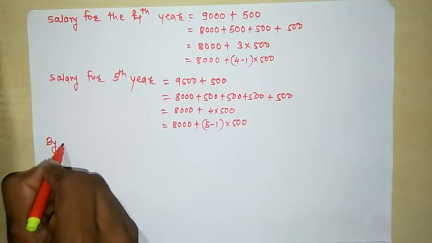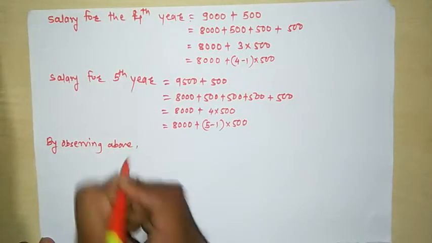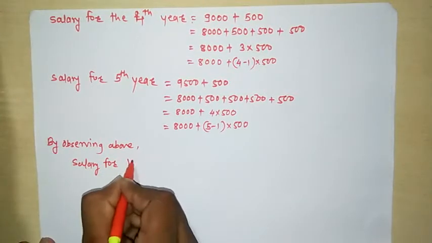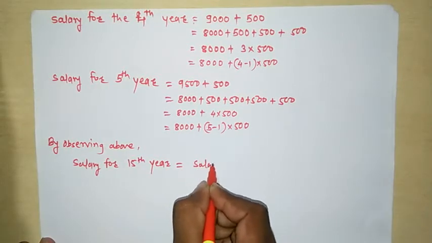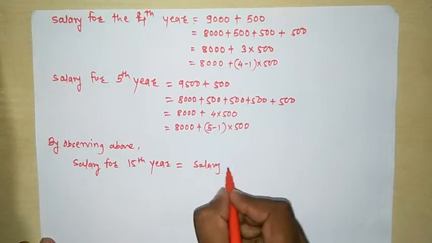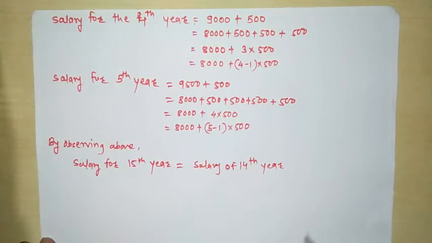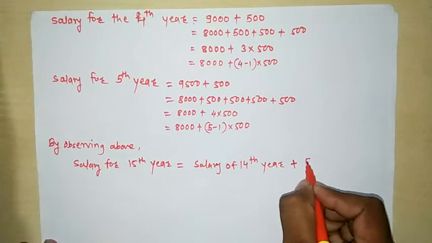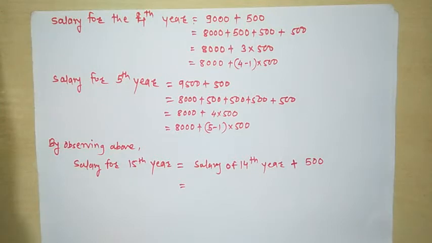In a simple way, by observing the above, the salary for the 15th year is equal to the salary of the 14th year plus the increment 500. Now the salary for the 14th year will be how much? Can anyone tell me? Salary of the 14th year.